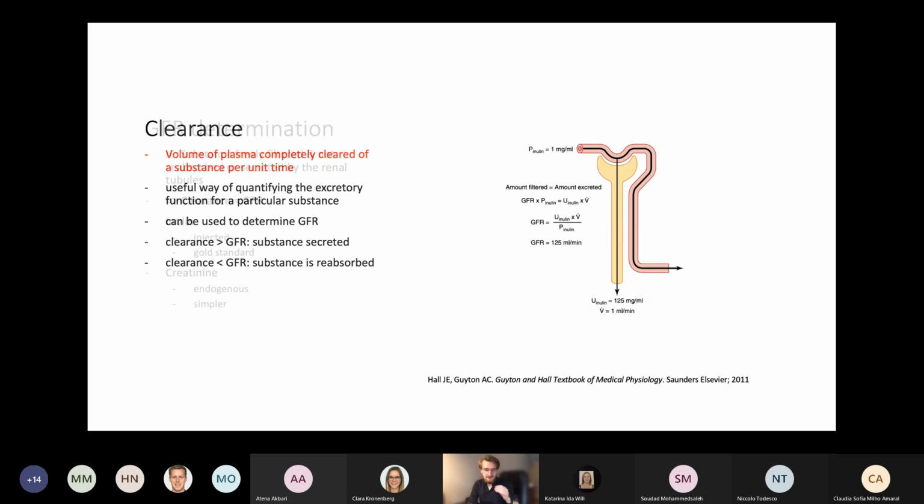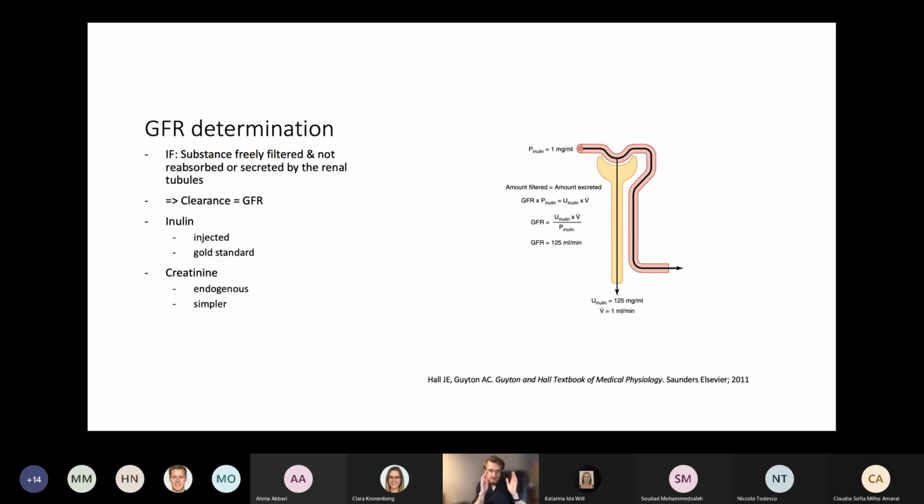And this is something we're going to get to in this slide: if a substance is freely filtered and not reabsorbed or secreted by the renal tubules, its clearance is equal to the glomerular filtration rate. Inulin is considered the gold standard for this. However, nowadays what is mostly done is creatinine, as we don't have to inject something into the patient before the examination. Creatinine is a product of the breakdown of muscles and is produced continuously. Creatinine levels throughout the day, or throughout the human life, are reasonably stable unless there are some metabolic problems occurring currently.